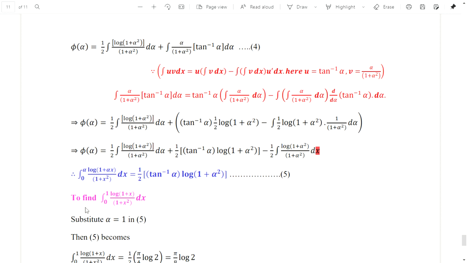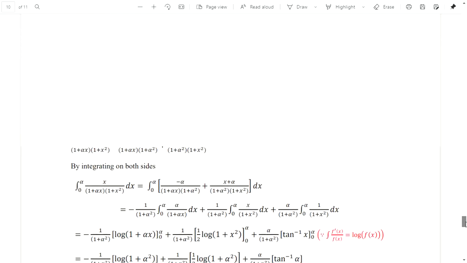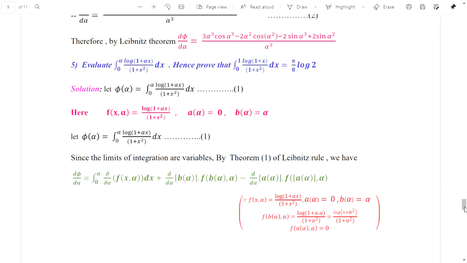Now let us see what the problem asks: and hence prove that integral of 0 to 1 log of 1 plus x divided by 1 plus x squared into dx is equal to this. So by observing the given problem, this is 0 to alpha, this is 0 to 1, log of 1 plus alpha x, log of 1 plus x. That is, in this problem, if you put alpha is equal to 1, we will get this.